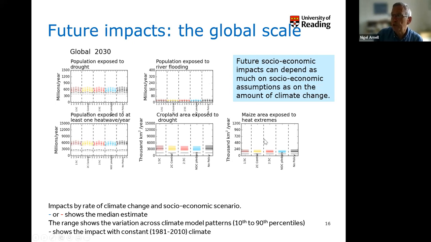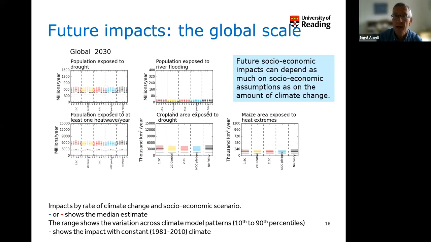For the two agricultural ones, we don't. We assume cropland stays the same, but that doesn't really matter. All I'm doing here is basically rescaling the indicator. But this shows, at the global scale, the global total number of people, let's concentrate on the people ones, exposed to drought, river flooding, or at least one heat wave a year. And this is in 2030. Each column is a different climate future, and the five bars are the different socioeconomic assumptions that we make, in basically saying how many people there are.